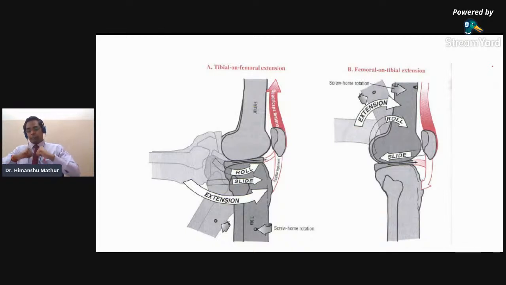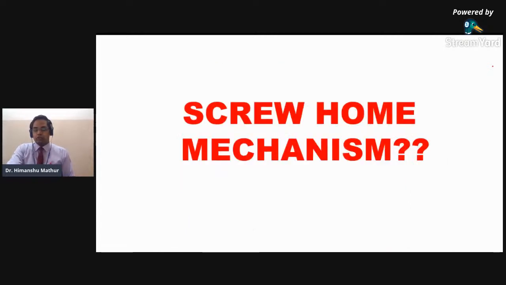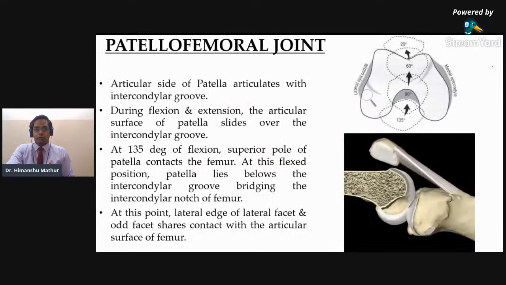Okay, so whenever I'm coming back to extension in closed kinematic chain, the rolling occurs anteriorly and sliding occurs posteriorly. And whenever I go from extension to flexion, the rolling occurs posteriorly and sliding occurs anteriorly. Okay, it will be somewhere like this. So you have different directions of motions for rolling and sliding when we talk about the closed kinematic chain, but it is in the same direction when we talk about the open kinematic chain. The next kinematics is the screw home mechanism, and you people know about it.